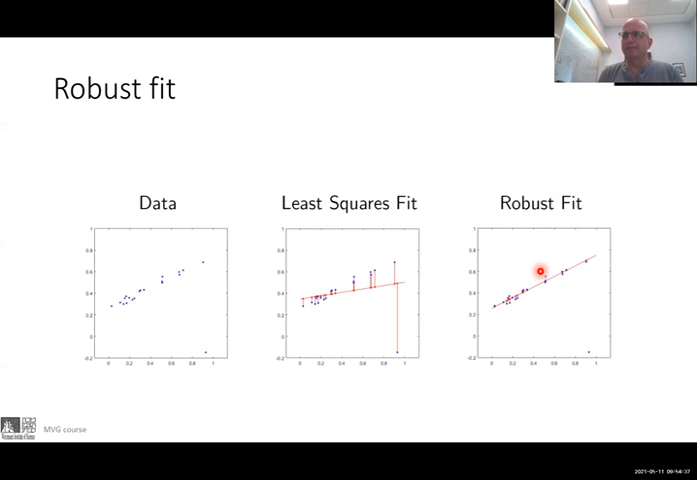So basically, in each iteration, you choose the set on which you build the model? Exactly. A minimal set, in this case only 2 points, which determine the model. And now we have a set of models. Each of them gives you a consensus set, and you take the model that gives you the largest consensus set.